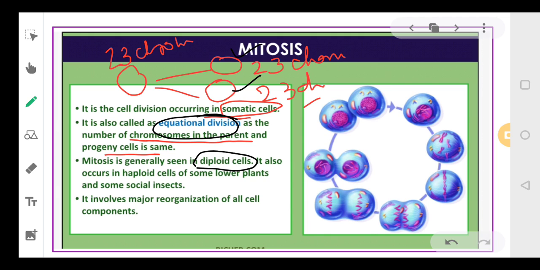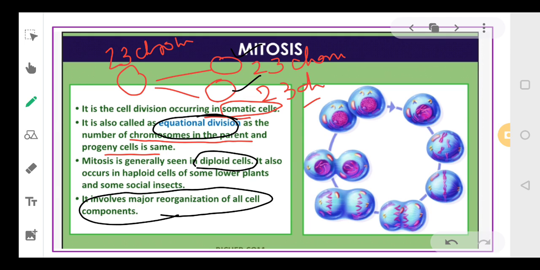Now, during this phase, there is reorganization of all cellular components. Okay, in this phase, all the components present inside your cell are reorganized.